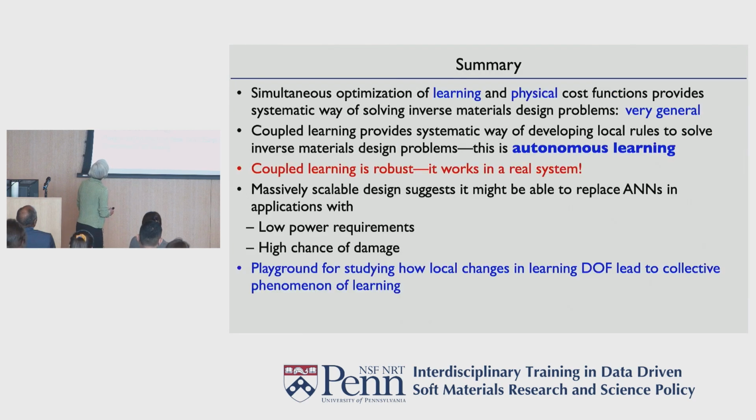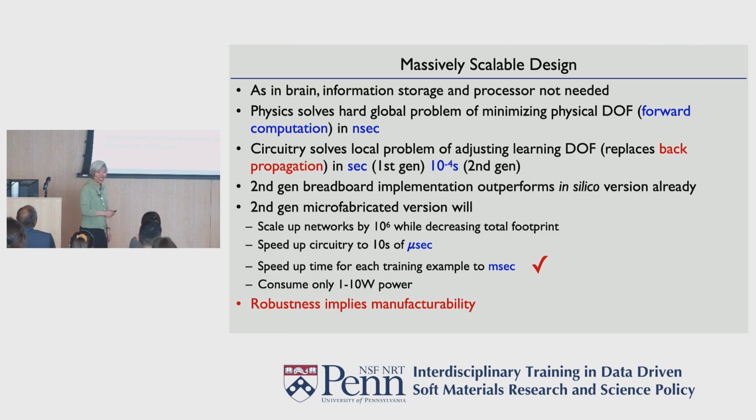Before I do that, I want to come back to something I forgot to say. The second generation I'm incredibly excited about because they've already sped up the time of a training step, to do the step in gradient descent on the learning degrees of freedom on the conductances, which was about a second in the first generation. Now it's 10 to the minus 4 seconds. So it's sped up by 4 orders of magnitude, probably a little more than that.